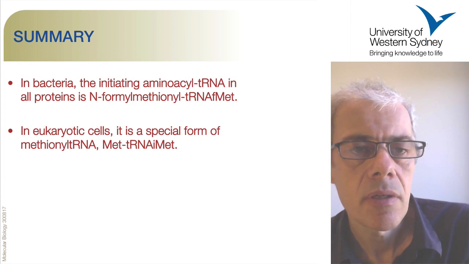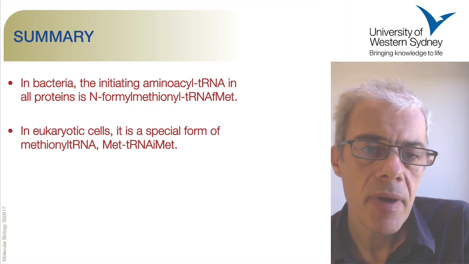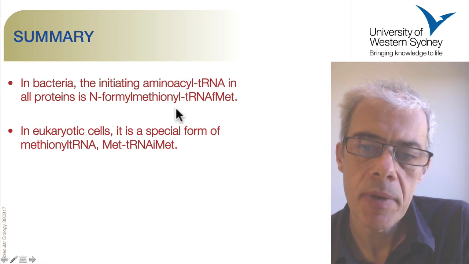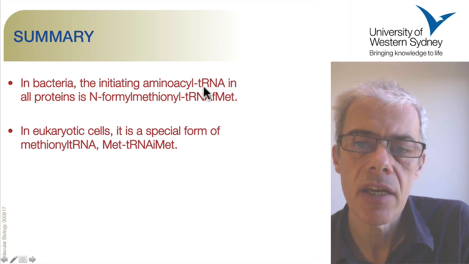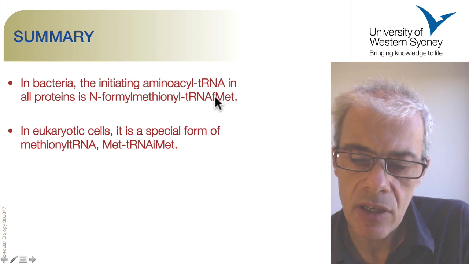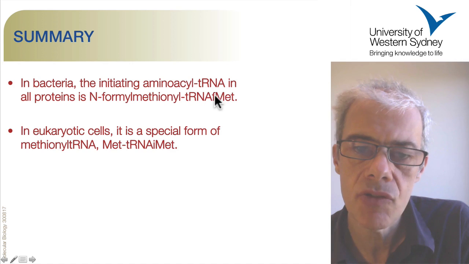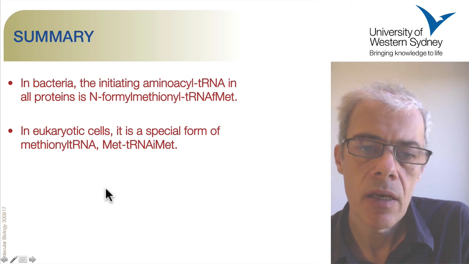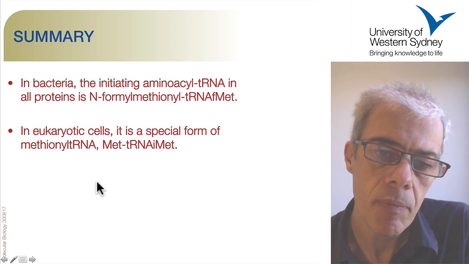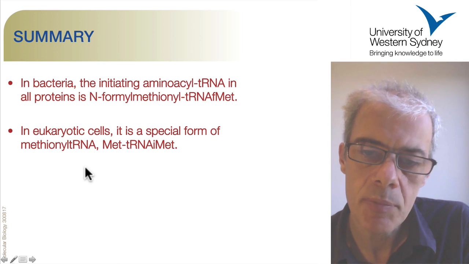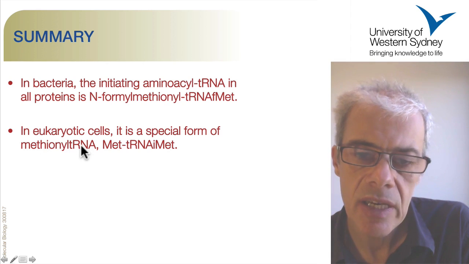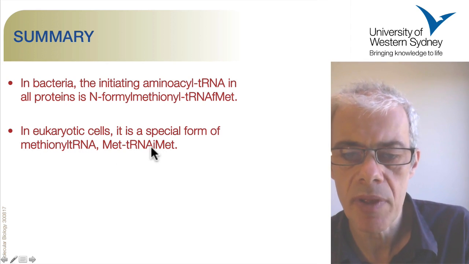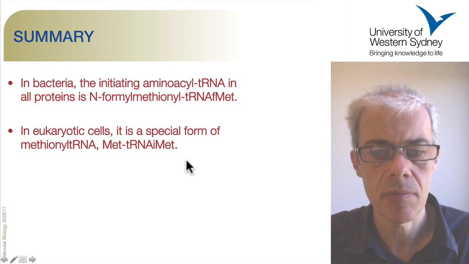So just looking at some of the summary points from the textbook. In bacteria, all proteins begin the initiation of protein synthesis with a particular aminoacyl transfer RNA. And this brings in a derivative of a methionine residue as the first residue in all proteins. In eukaryotes, a normal methionine is brought, but there's a special transfer RNA for initiation, and then there's another transfer RNA for normal methionines in the protein sequence.